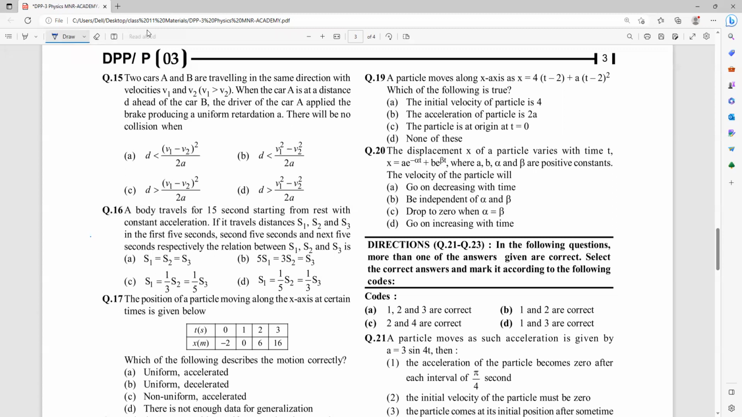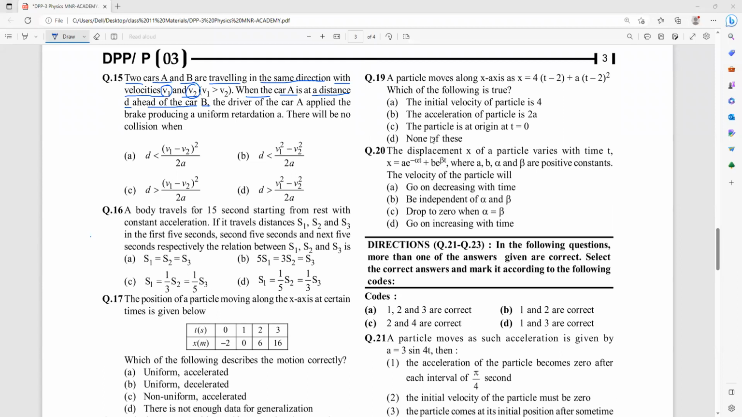No? Okay. So let us take now, I will consider two cars A and B traveling in the same direction, like riverboat problems. Same direction, you might be noticing. And their velocities are V1 and V2. When car A is at a distance D ahead of car B, try to understand the given data. Both cars are traveling in the same direction. Car A velocity is V1 and car B velocity is V2.